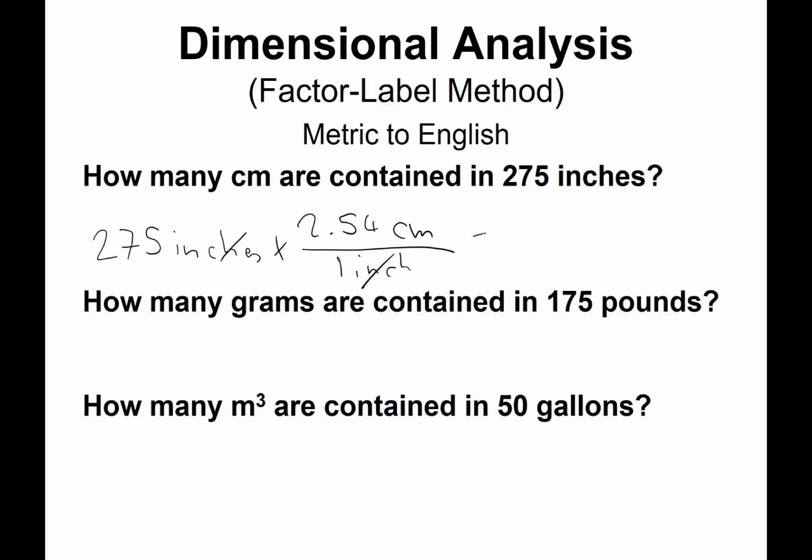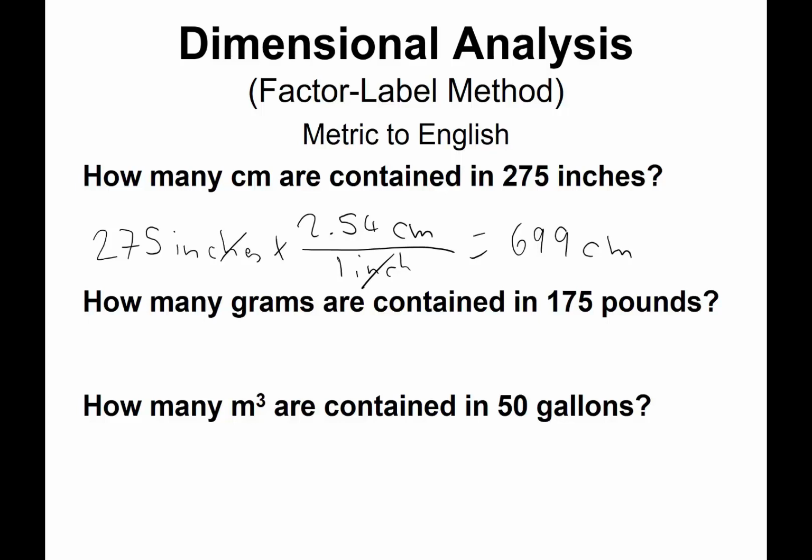Inches canceled, we get 699 centimeters, roughly 2.5 times more. 275 times 2.5, that's roughly 700, right? So 3 sig figs, 699 centimeters.